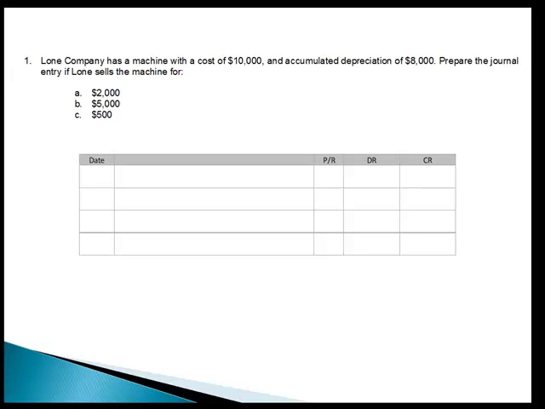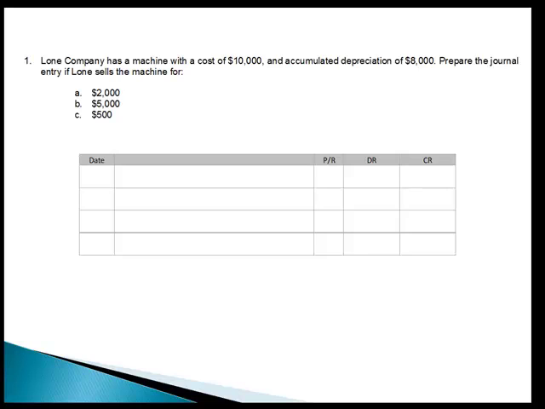Loan company has a machine with a cost of $10,000, accumulated depreciation of $8,000. Remember that accumulated depreciation is a contra asset. It is married to the asset account. So they go together. If we sell the asset, both of them go. Okay, so that's key. The fixed asset and accumulated depreciation are together. They're married. If we get rid of one, we get rid of the other.